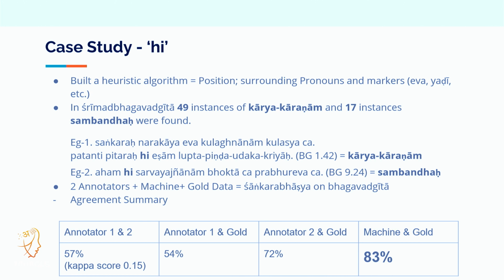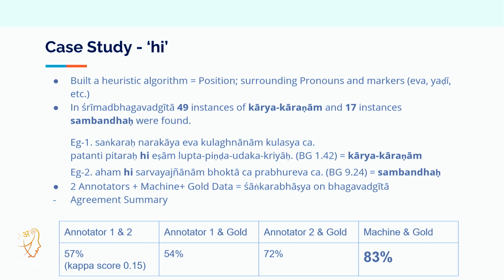So we built a heuristic algorithm based on 2 main things. First is the position of the marker he. If it is found in the second or third position in a sentence, then it would be marked as Karya Karana. And if it is surrounded by pronouns and other markers such as eva, yadi, etc., then it would be marked as Sambandha, no matter at what place it occurs.